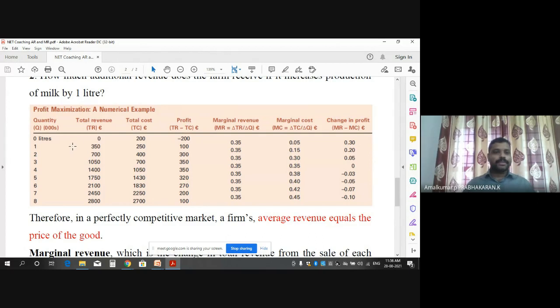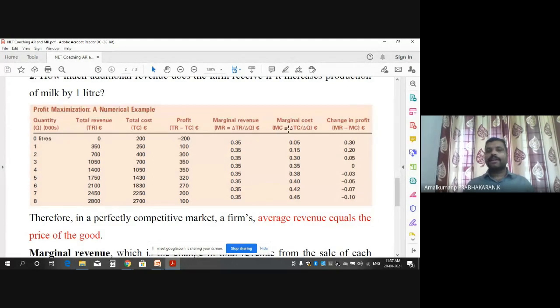In the next situation, we produce 1,000 liters. The total revenue is 350 euro, and the total cost is 250. Then the profit is 350 minus 250, so we get 100 as the profit. The marginal revenue is equal to the change in the total revenue divided by the change in quantity. We already discussed this equation for calculating the marginal revenue.